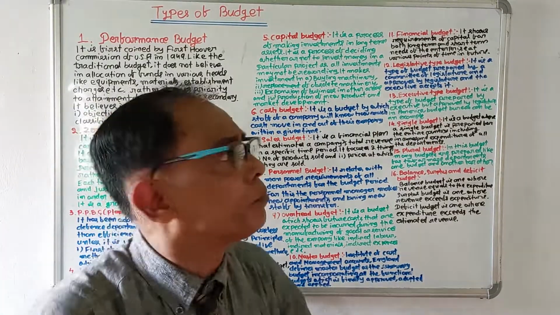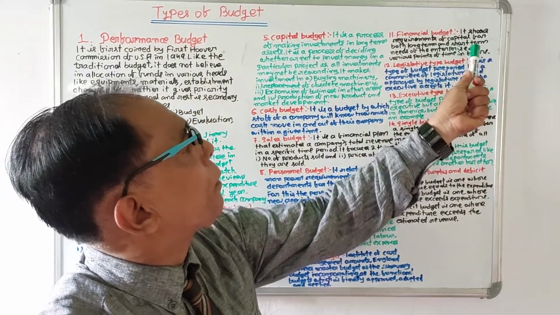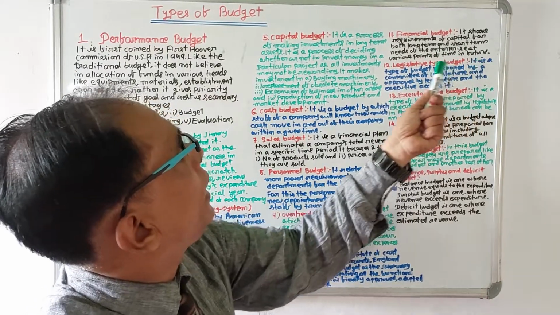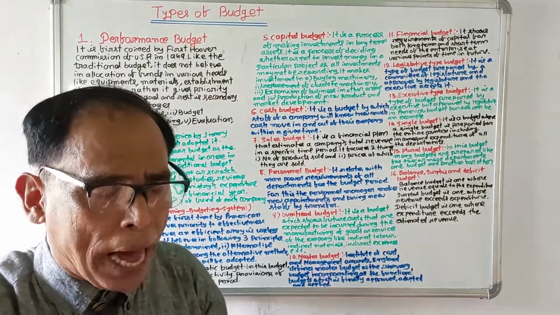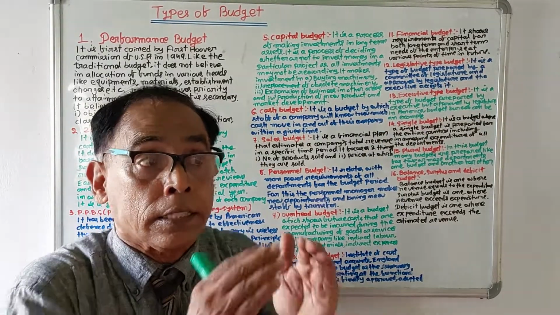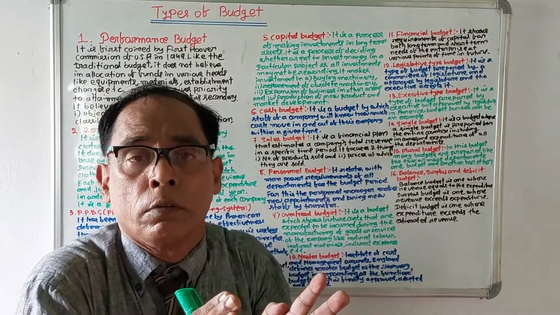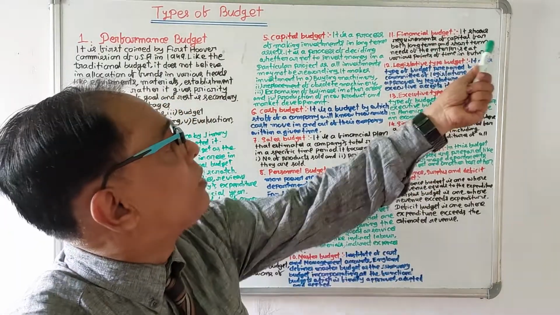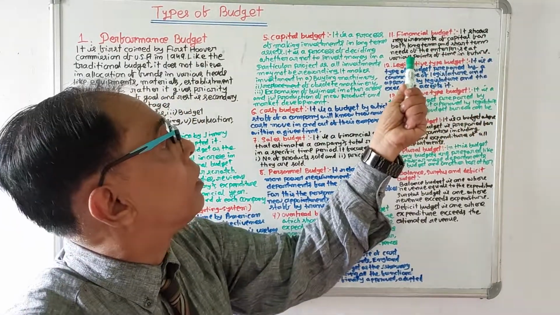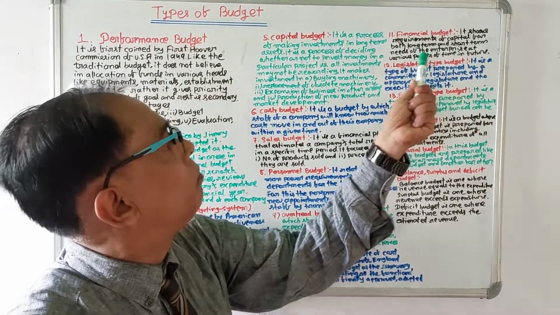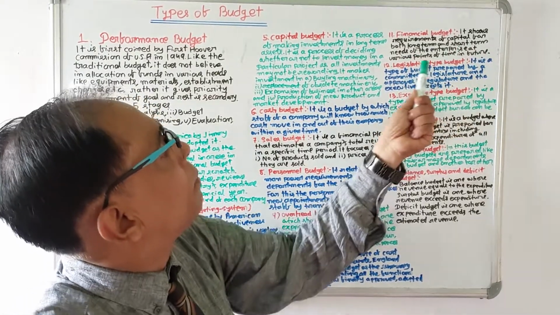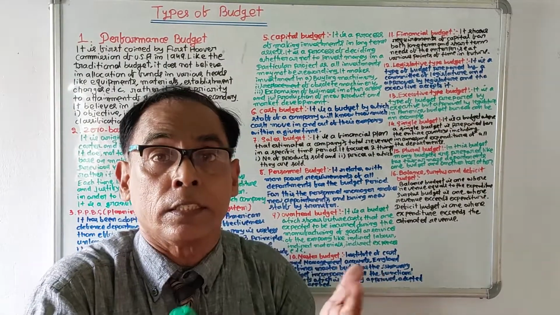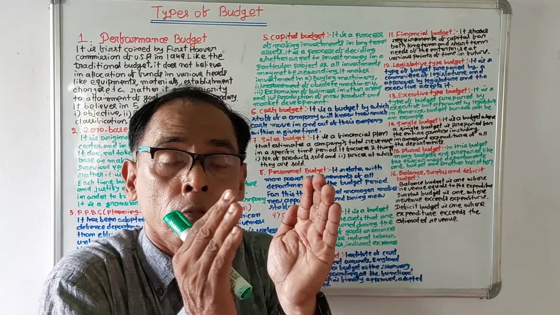Then financial budget. It shows requirements of capital for both long-term and short-term needs of the enterprise at various points of time in future. So financial budget is a budget which states the short-term and long-term requirements of money for a company. It mentions the long-term and short-term capital.